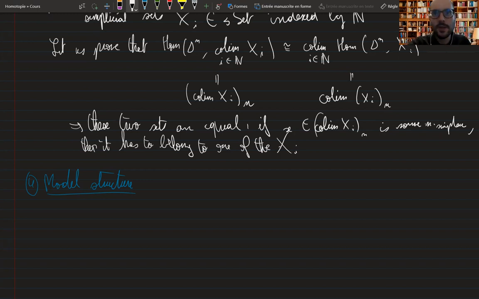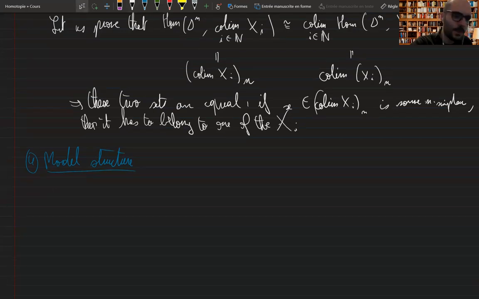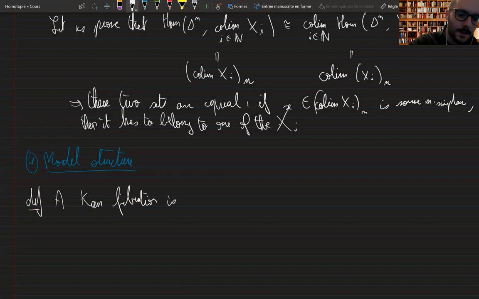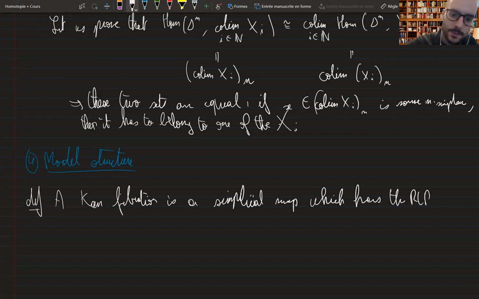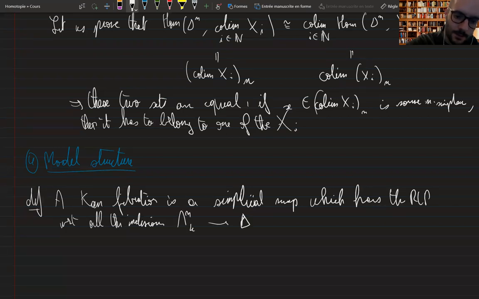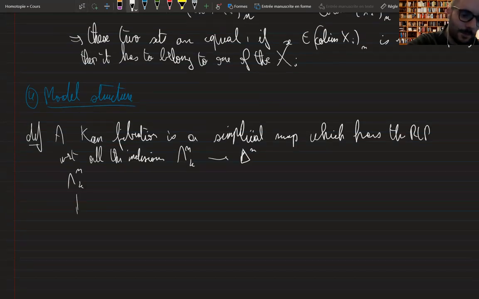statements. So you already saw fibrations in the previous course in Homotopy One. These are actually Kan fibrations. Definition: a Kan fibration is a simplicial map which has the right lifting property with respect to all inclusions of the horns into the simplices. So essentially, whenever you have a horn like this mapping into X, and you can complete it inside Y, then you can complete it inside X.